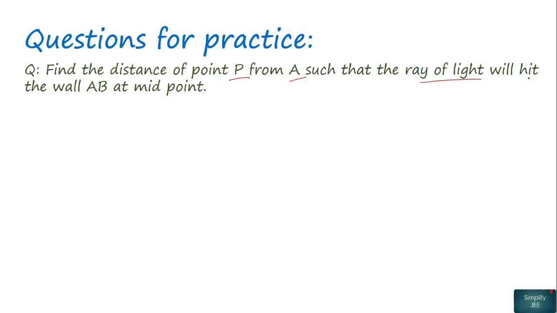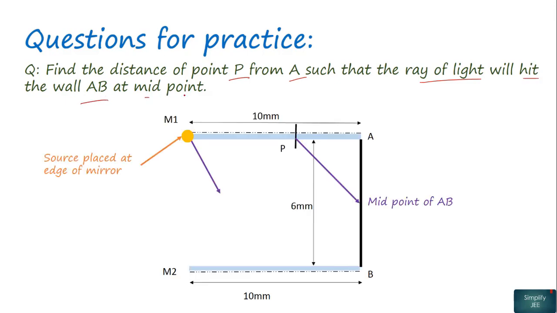Now in the next question, we have to find the distance of point P from A such that the ray of light will hit the wall AB at midpoint. Also, there is something that was missing when I previously discussed this question, and it is that the source is located at one of the edges of the mirror and there is only one reflection from M2 mirror and only one reflection from M1 mirror. If these two conditions are not given, then the data given is not sufficient to solve this problem. Now let's solve this problem.